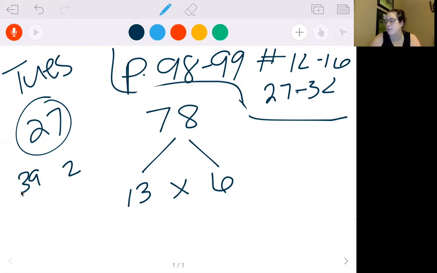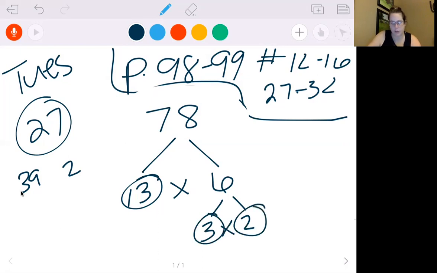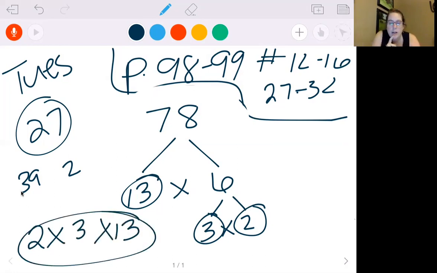So 13 times 6. 13 is prime. We can circle it. 6 is not prime, it's composite. So I need to break it down into 3 times 2. So your answer would be 2 times 3 times 13. And notice that there are no exponents there because I only have one 2, one 3, and one 13. So 2 times 3 times 13 is your final answer for 27.